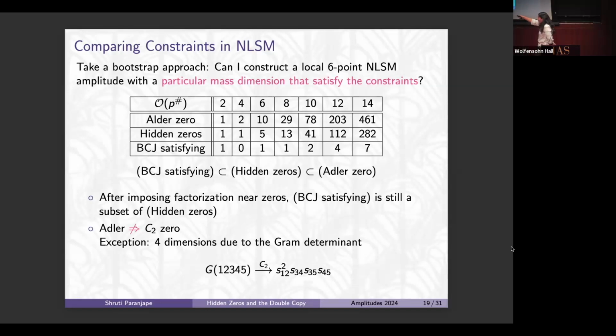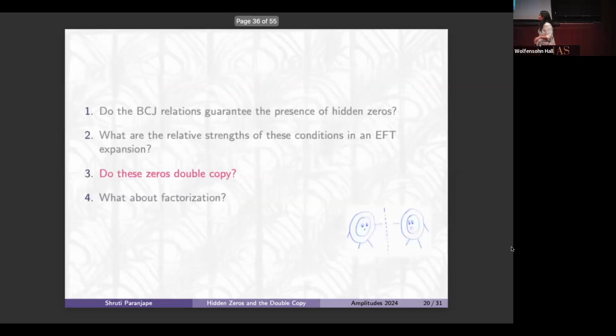All right, leading order accident, you can see that things change immediately after, but all of these follow this pattern over here. So it's much easier to have an Adler zero than it is to be BCJ satisfied. Okay. Good. So it's also interesting that Adler doesn't actually equal the hidden zero, but in 4 dimensions, that is true because of the Gram determinant. So remember then that we are in D dimensions when I make these statements.